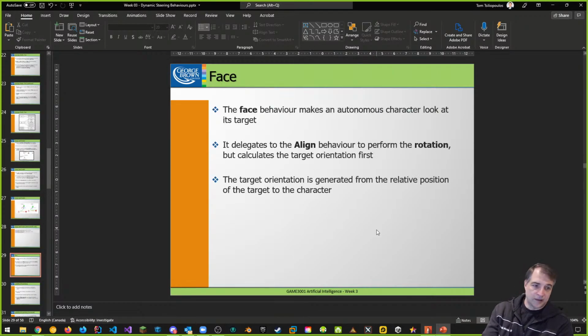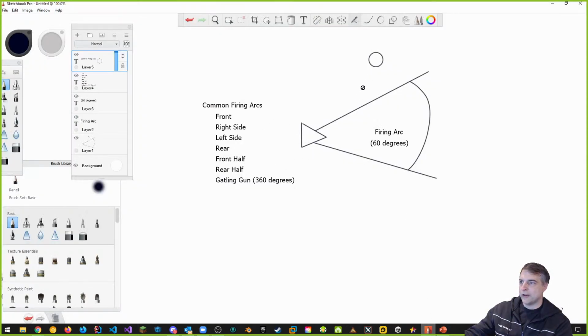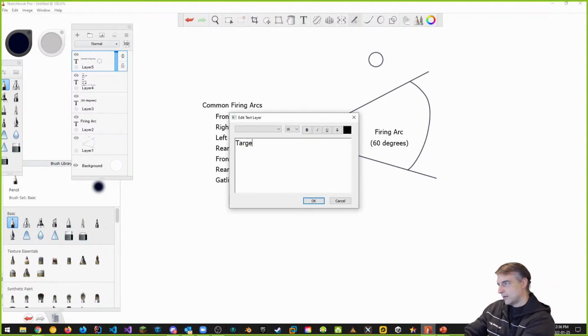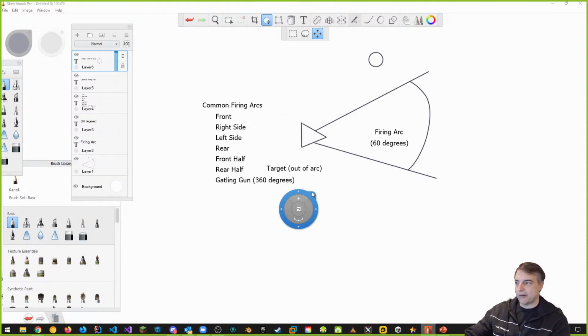Face is, again, as we just talked about, kind of related to align. What we want to do is rotate towards the direction that we want to look at. There's a couple ways of moving. If I go back to my little diagram here, and I want to move over here, and my firing arc, and I'm using this as a motivation. Let's suppose I want to get my target in my firing arc. So here's the target, kind of out of arc, which means that I can't fire at the target right now. And I haven't moved. There's two ways to do this.